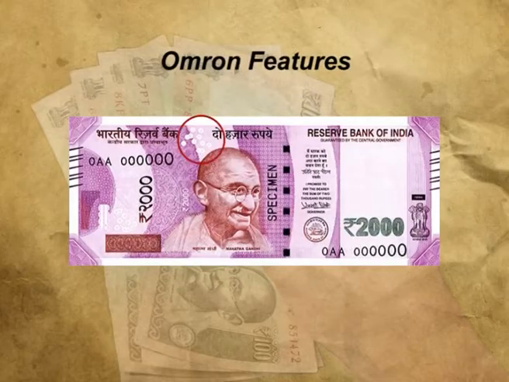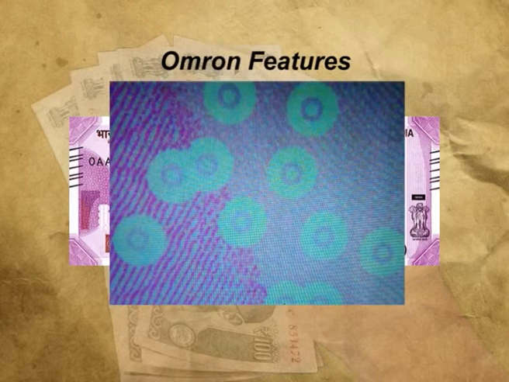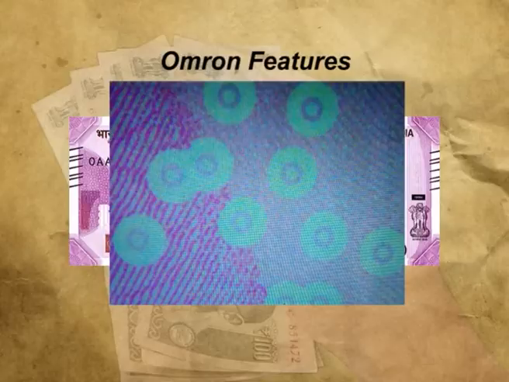Omron features. Omron features are also known as anti-copying features. This is present in the banknote to prevent it from getting photocopied. These are small flower-like dots, crisscross lines and other minute printings which are too minute to be captured by the photocopier machine.